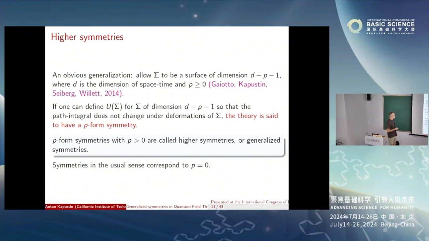And again, by definition, we say that if you can define this defect for sigma of this dimension for some fixed p, so that the path integral does not change under deformations of this surface, the theory is said to have a p-form symmetry. And you still require this defect to be invertible, so there's an inverse defect. These p-form symmetries with p greater than 0 are called higher symmetries or generalized symmetries. And the usual symmetries have p equals 0.